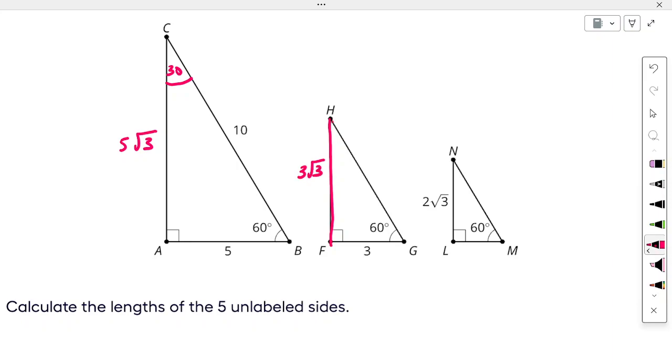Now, how much is this side? You can use the Pythagorean theorem if you like. Well, hopefully you recognize that this is twice the length of the short side, so this is just 6.